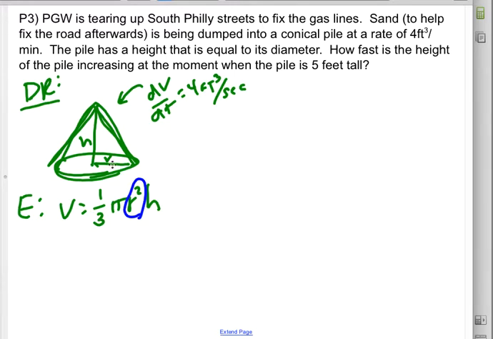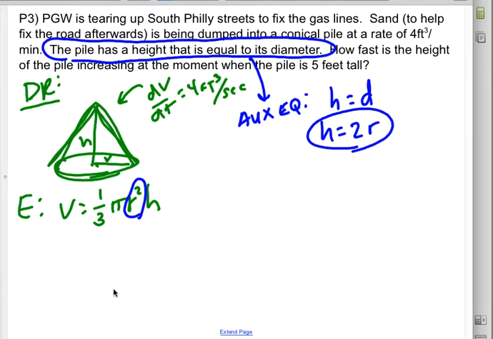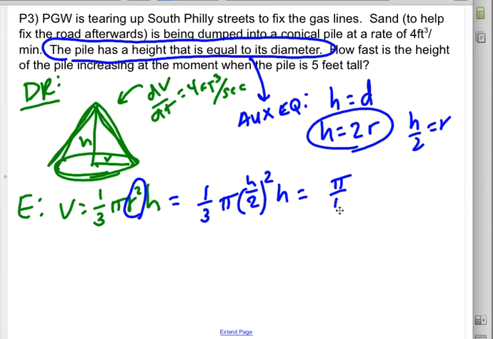So there is no internal triangle here, but there is a line that gives me my auxiliary equation. My auxiliary equation says that no matter how this pile grows, the height is equal to the diameter. Well, that's the same as saying h is equal to 2r, and there's your auxiliary equation. So 1/3 pi, h over 2 is r, so h over 2 squared times h. So I end up getting that this is a 1/3 times a 1/4, so pi over 12 h cubed, right? Because that's an h squared and an h. So this is how I want to replace r.